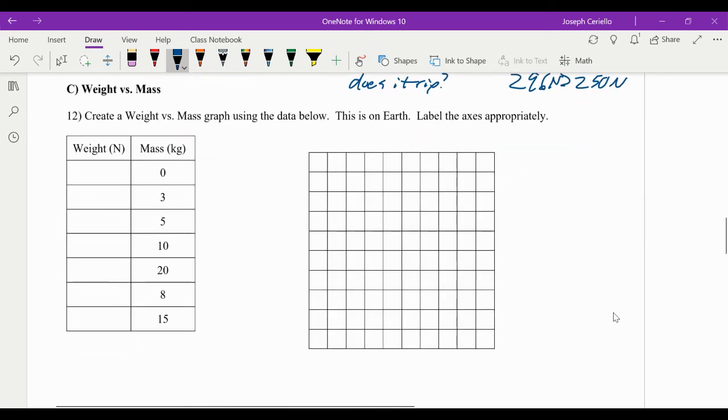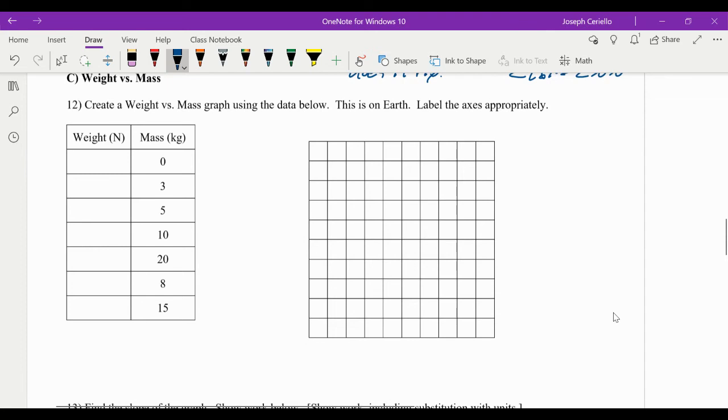Let's look at this last bit here. This was mostly for homework. It says create a weight versus mass graph using the data below. This is on Earth, so we know g is equal to 9.8. So to get the weight from the mass, you simply multiply by 9.8.